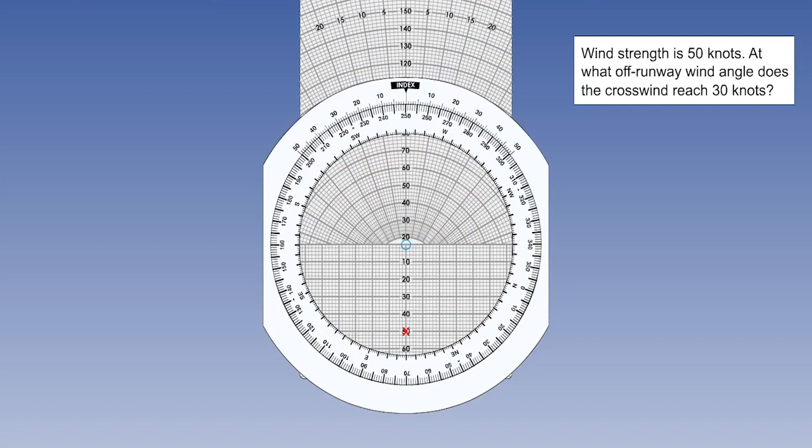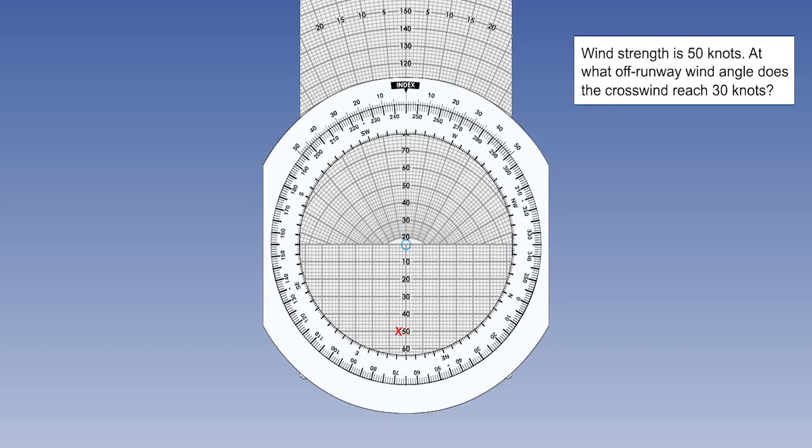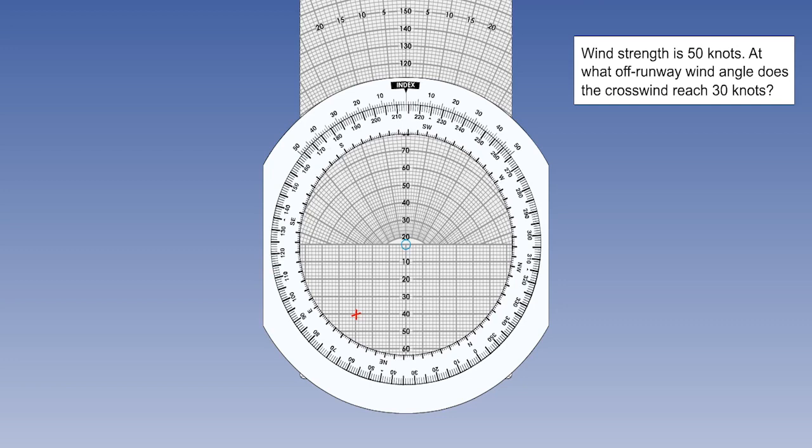With the runway direction set against the true index, mark a cross on the centre vertical line to represent the wind speed of 50 knots. Turn the plastic disc clockwise until the cross indicates a crosswind of 30 knots. Note the direction which now appears against the true index, which is 214 in this example. This tells us that the maximum off-runway direction for this wind speed and crosswind limit is 36 degrees.